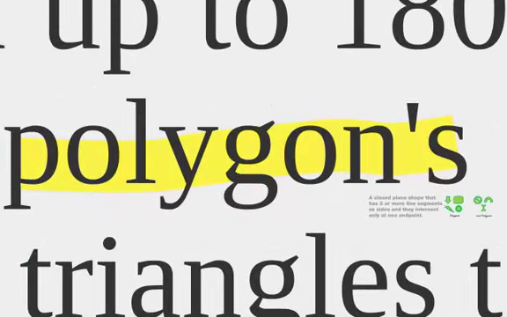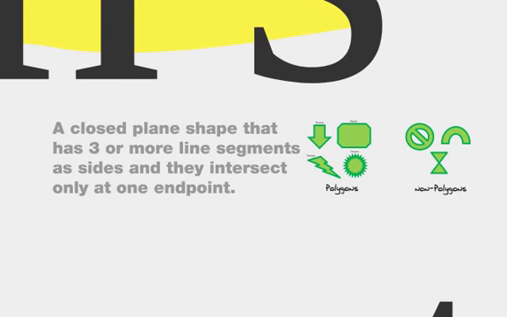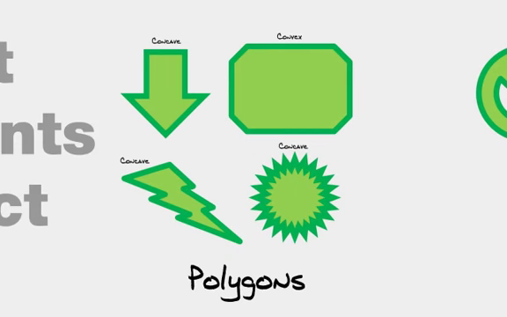Now remember, a polygon specifically is a closed plane figure that has 3 or more line segments as sides, and they intersect only at their endpoints. So there are no crossovers or anything like that. When we look at these shapes, these are polygons. Typically in math we deal with the convex polygons, not these concave ones. Notice concave has some sort of indent, like this sweet lightning bolt or this star here. Convex all stick out. Does that make sense, the difference between concave and convex?